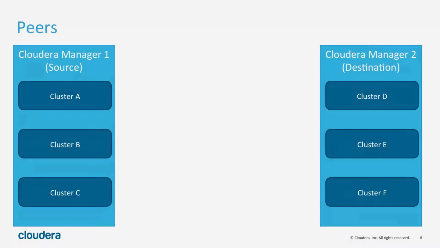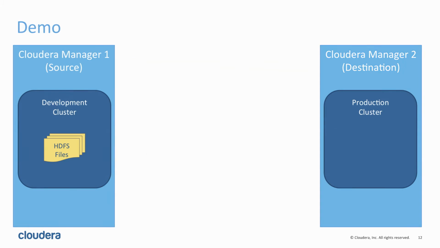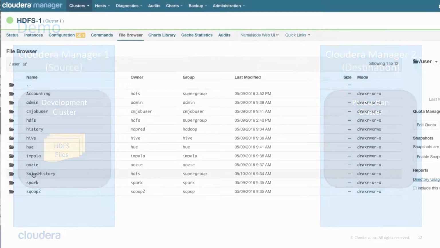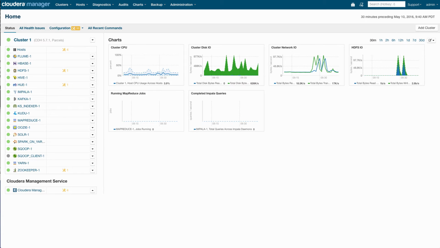To create a replication job, you first define a Peer instance of Cloudera Manager that contains the source data that you want to copy. For this demonstration, we are going to replicate some sales data from the development cluster to the production cluster. The data is contained in a directory named Sales History, and we only want to copy the data for the year 2016. Before scheduling the replication, we need to define a Peer.